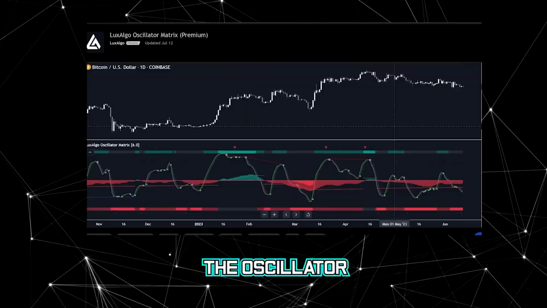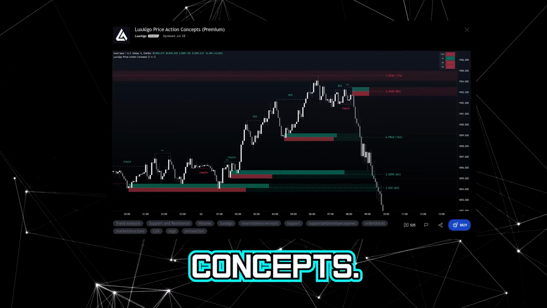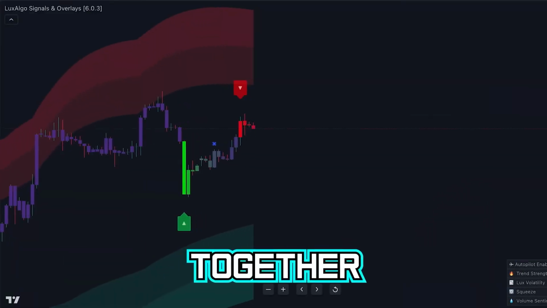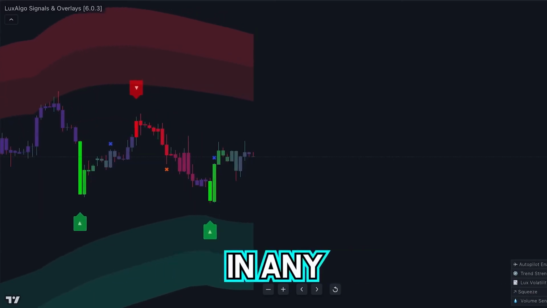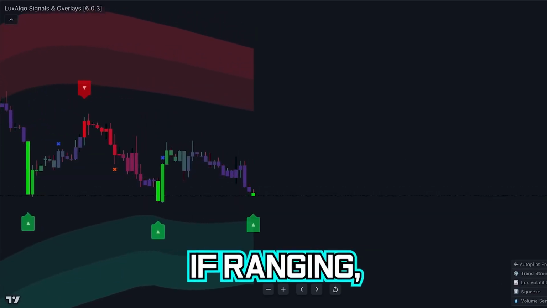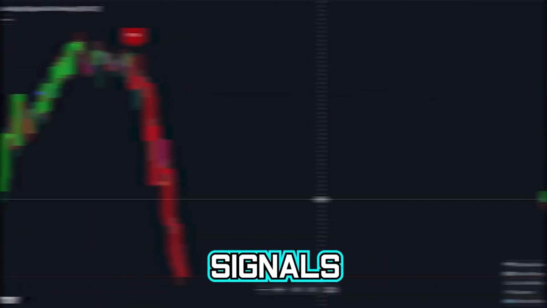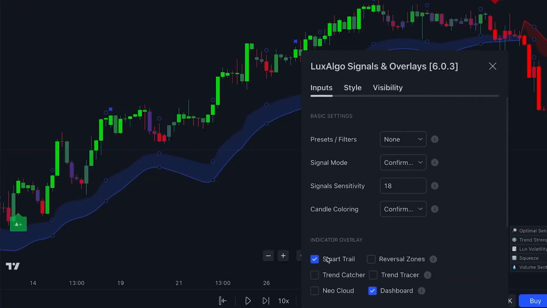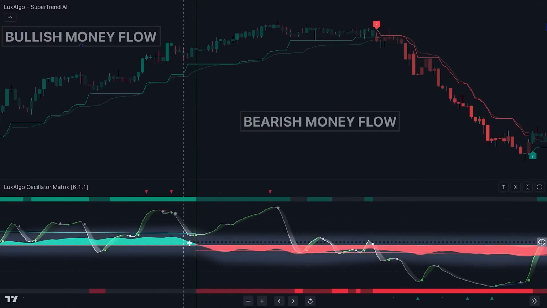LuxAlgo Suite offers the oscillator matrix, the signals and overlays, and the price action concepts. All 3 combined together creates a full house of all the tools you will need to navigate the market in any market condition. If ranging, we can use contrarian signals. If trending, there is the confirmation signals and several other trend overlays. The oscillator matrix also offers a money flow reading that would go well with this strategy to determine the flow of money in the market, while the AI clustering covers the technical aspect.